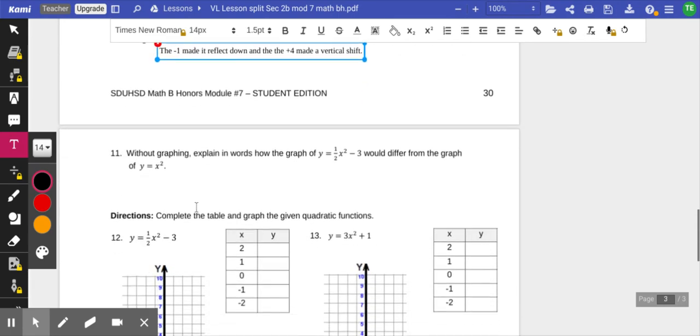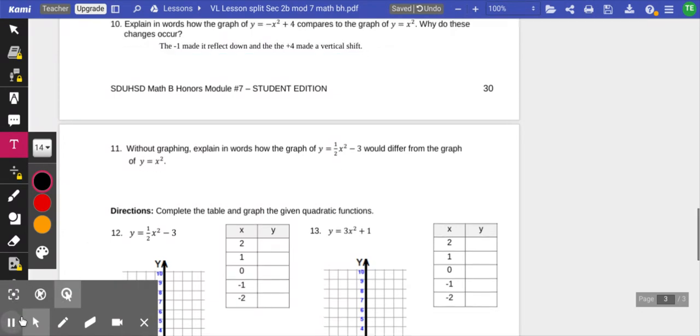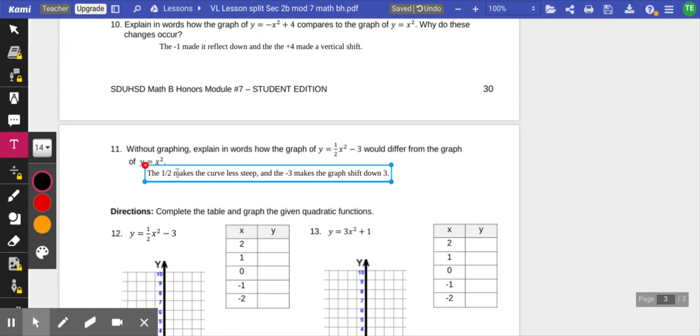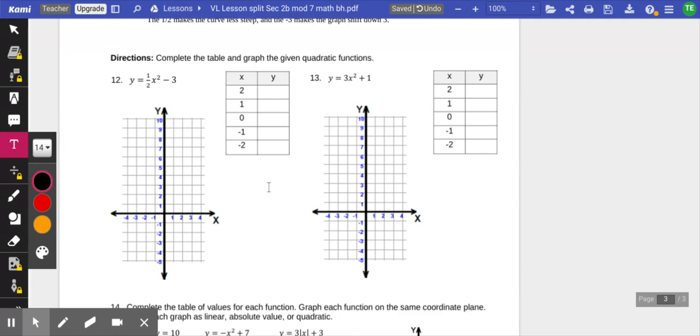Okay, so here, pause the video, try. What do you think is going to happen between this graph and this graph? Take a shot at it. Okay, so I put the 1/2, makes it less steep because now it's not really slope anymore, it's acceleration, but it's accelerating slower. And the -3 is going to make it shift down 3. All right, so let's actually try out the values and work them out.